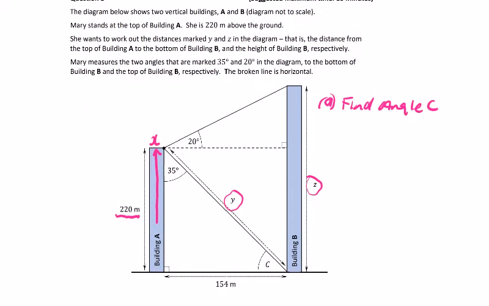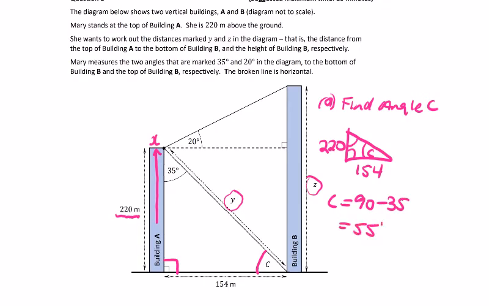So to build up to y and z, part A, find angle C. So we have a triangle here, C inside it, 154 on the bottom, 220 opposite. We could use Pythagoras to find y in a second. And we have a 90-degree angle in here as well. And we have a 35. So C is just going to be 90 minus 35, which is 55 degrees for part A.